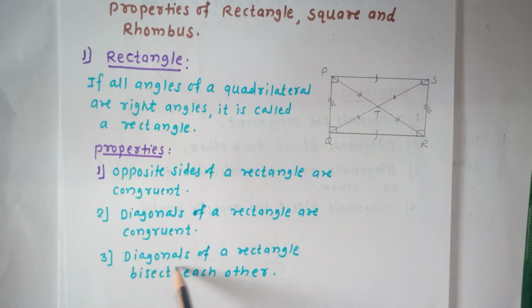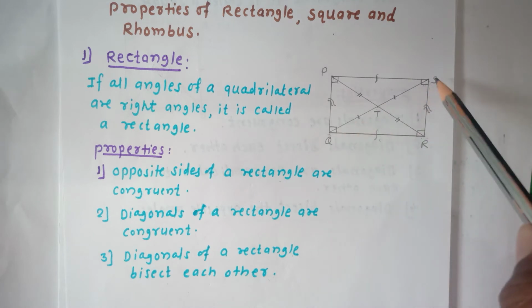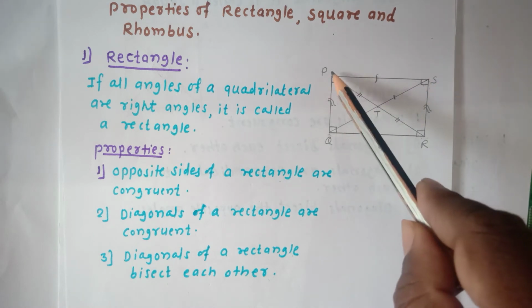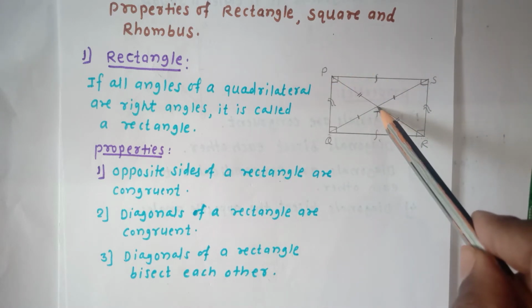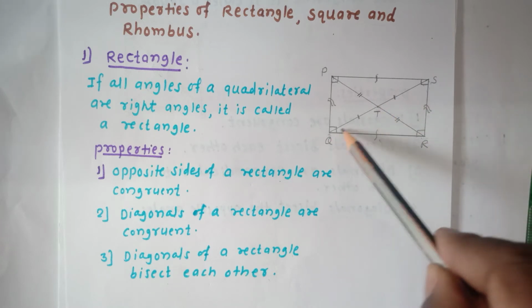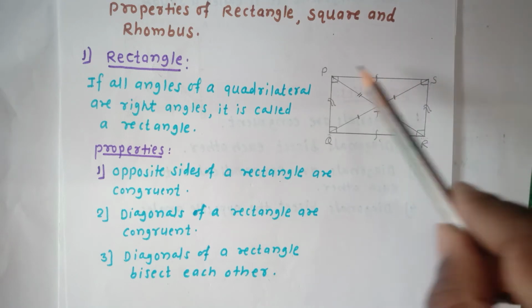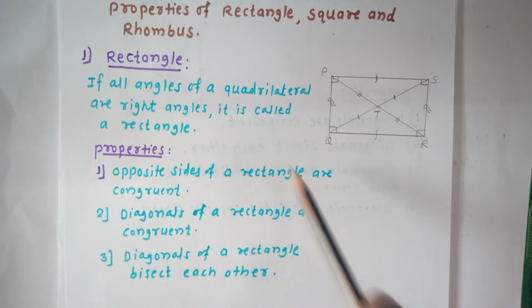Property number 3, diagonals of rectangle bisect each other. Means the diagonal QS has a midpoint T and also diagonal PR has a midpoint T. So diagonals bisect each other means QT congruent TS and PT congruent TR. So these are the properties of rectangle.